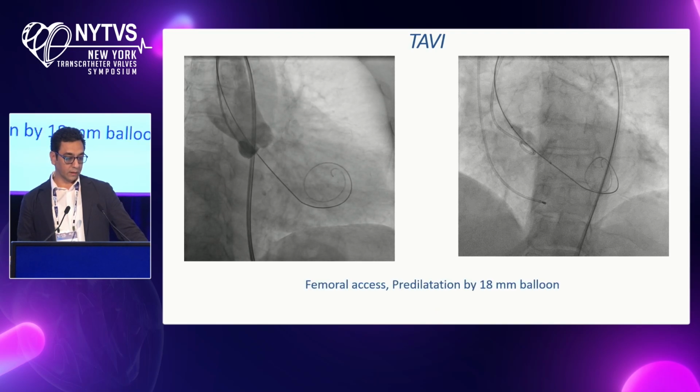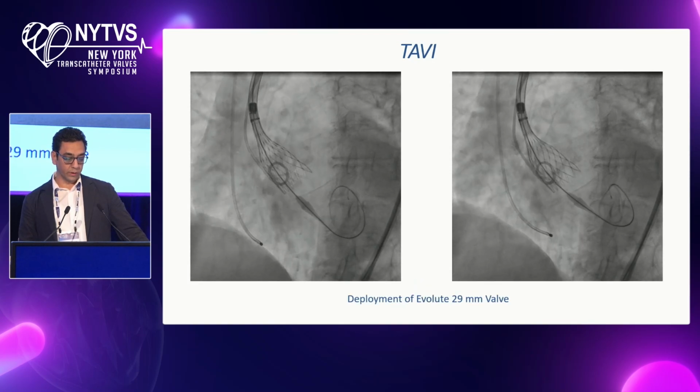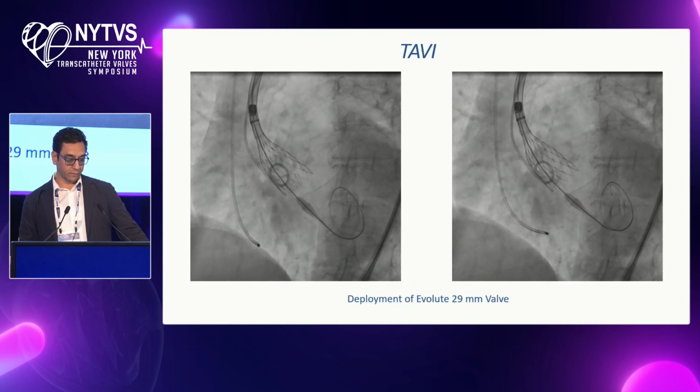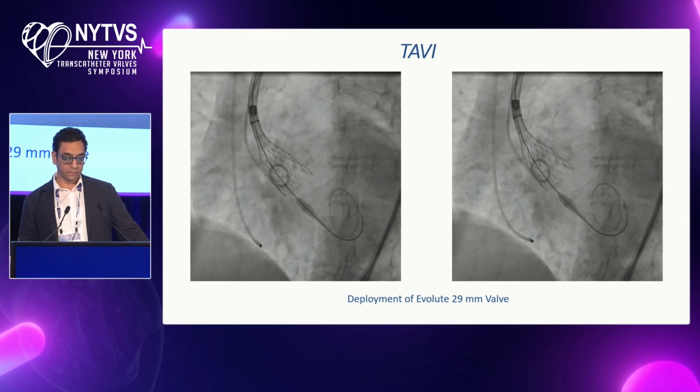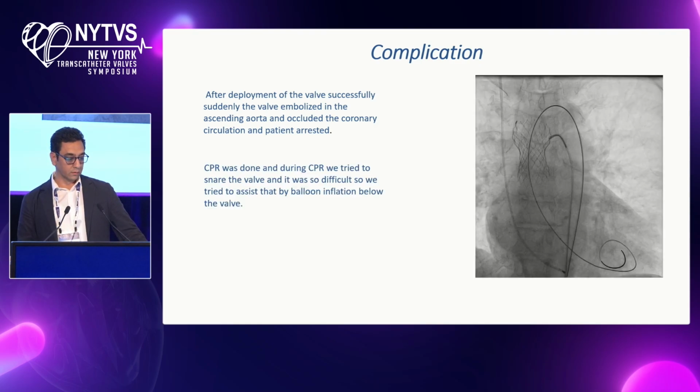So, through femoral access, we decided to do pre-dilatation by an 18 millimeter balloon, and then we decided to deploy an Evolut 29 millimeter valve, and this during the deployment. But unfortunately, after deployment, suddenly the valve embolized in the ascending aorta and occluded the coronary circulation and the patient arrested. And CPR was done. During CPR, we tried to snare the valve, and it was so difficult. So we tried to assist that by balloon inflation below the valve.